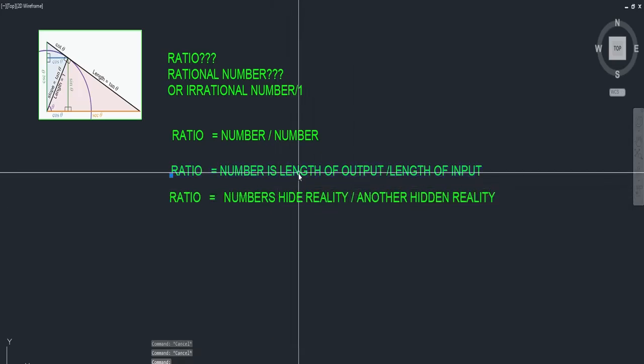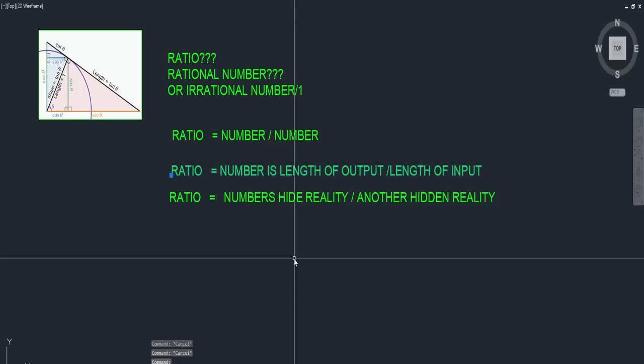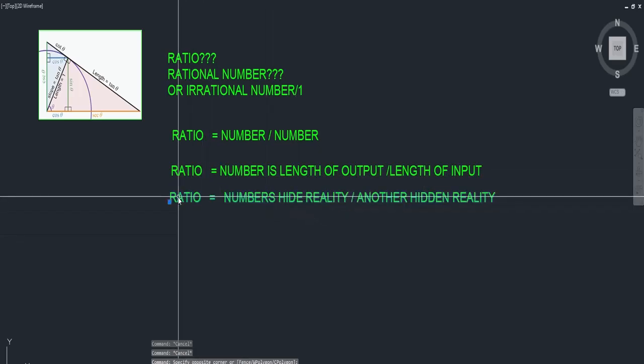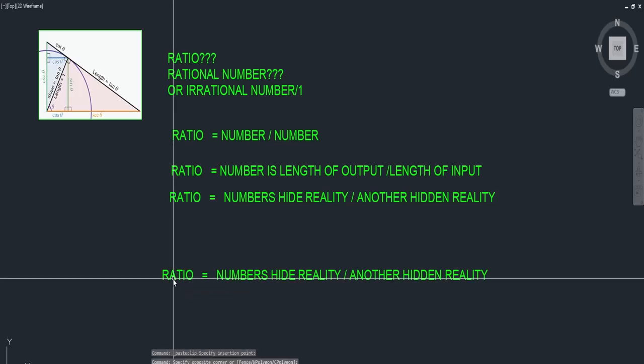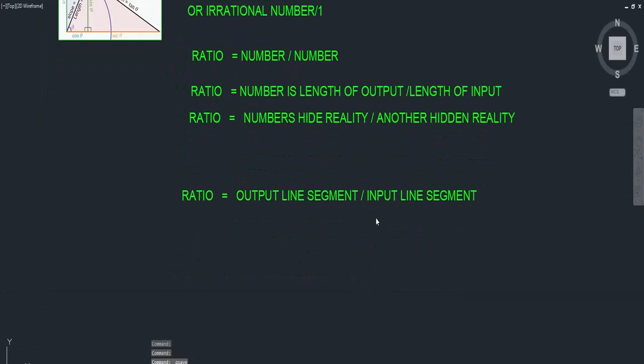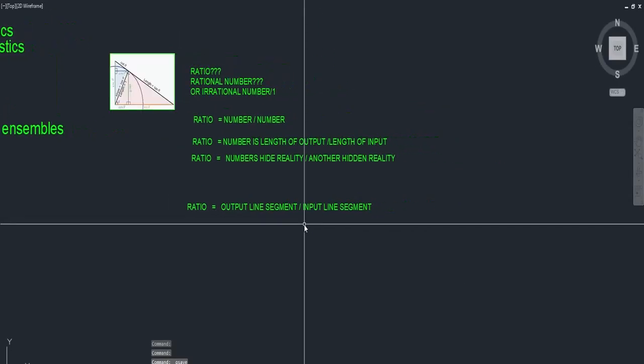Why should we think of it as a length? We should think about the real output and the real input. What is that real output and what is that real input? The real output is the line segment, the output line segment, and it is divided by the input line segment. Now the question is, how can we divide one line segment by another line segment?